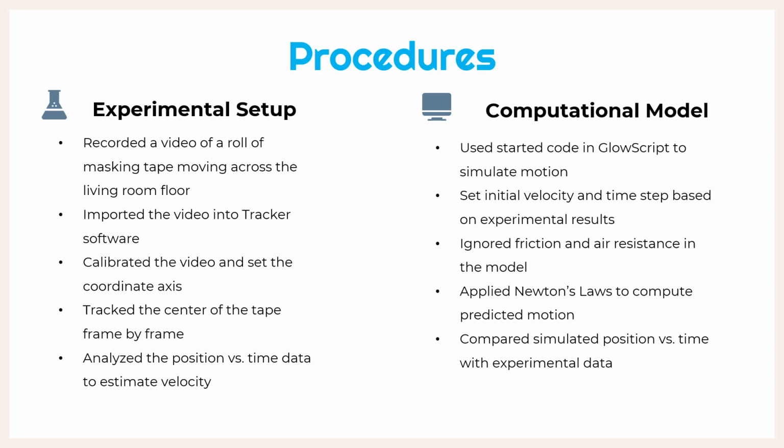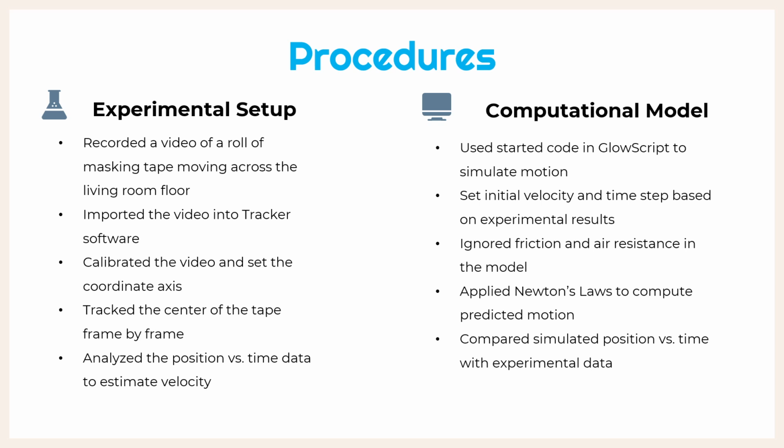Experimental setup. I record a video of a roll of masking tape moving across my living room floor, then import the footage into Tracker. I calibrated the video using the tape's known diameter of 0.114 meters, set the axes, and track the tape's motion frame by frame to get the position-time data.